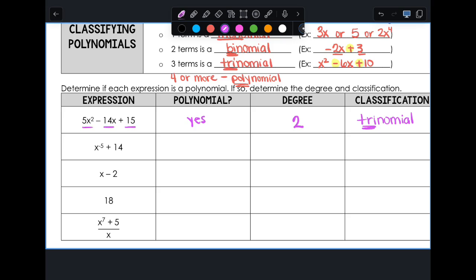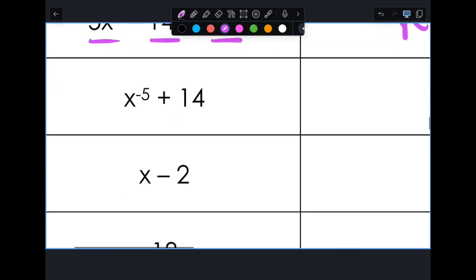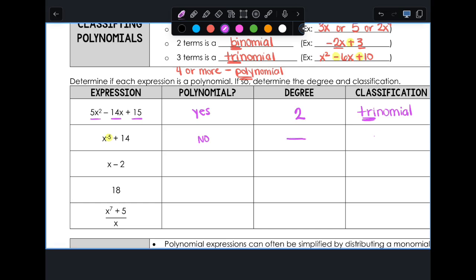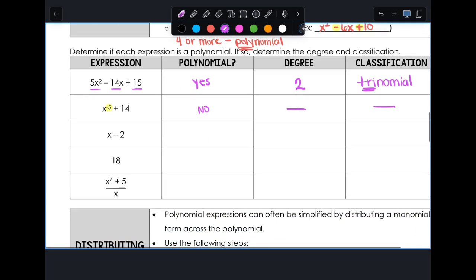Look at the next one. Would this be a polynomial, yes or no? No. Why not? Negative exponent. We have a negative exponent, so that means that technically that would be a variable in the denominator. So this is no. Okay? You don't fill out the rest of it. What about the next one? Yes. Yeah. What is the degree? 1. Correct. If a variable doesn't have an exponent, that means that the exponent is a 1.